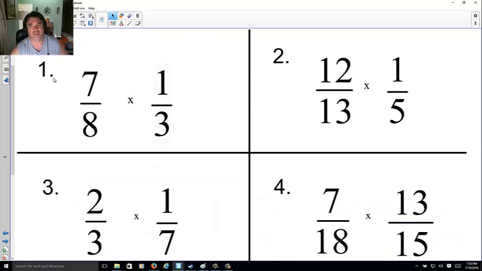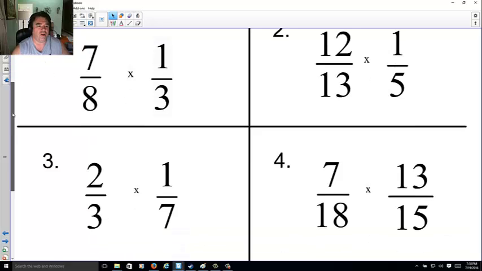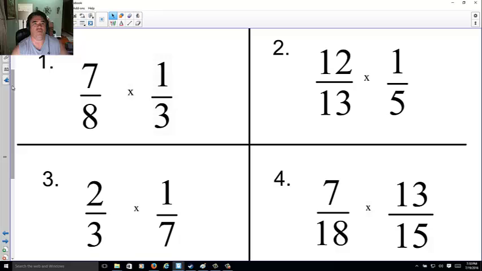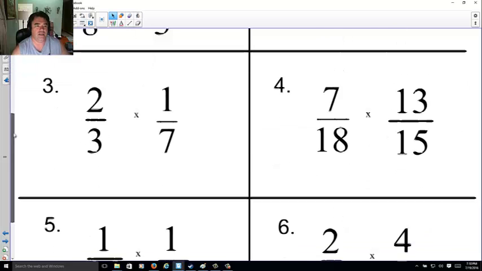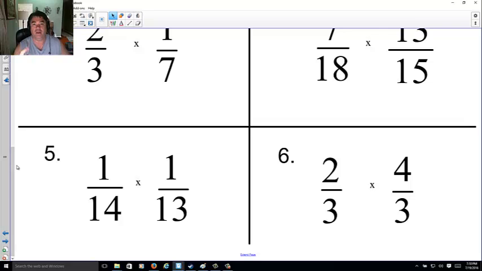Skills practice. Go ahead and pause it this time and see what you can do. Oh, by the way, there are 6. So go ahead and take these 4, hit pause. Hopefully you had your answers written down. Now try these 2. Pause. Let's see how you did.